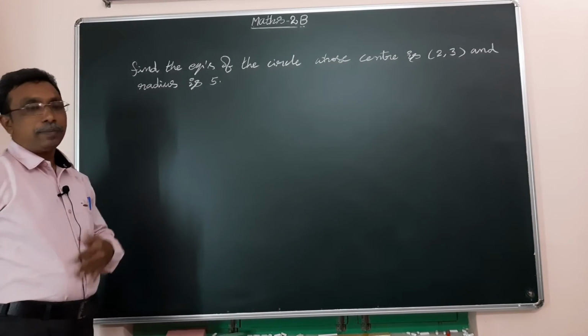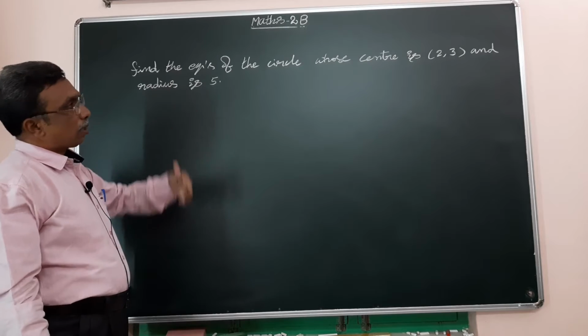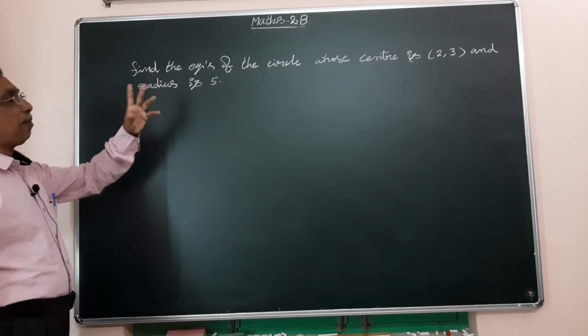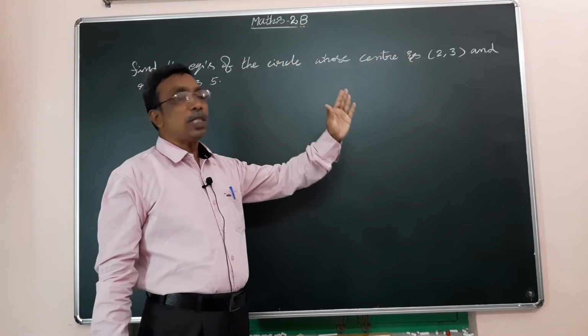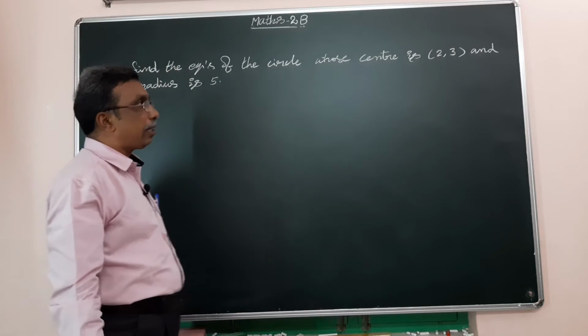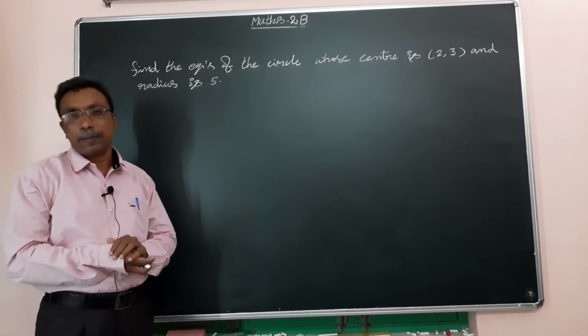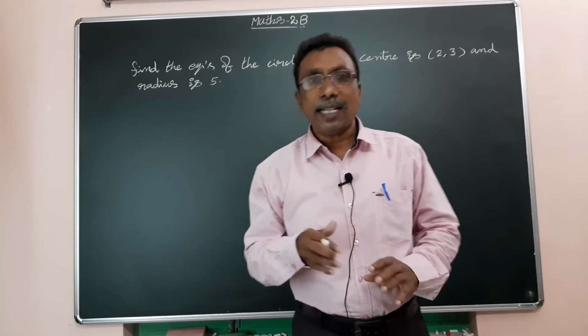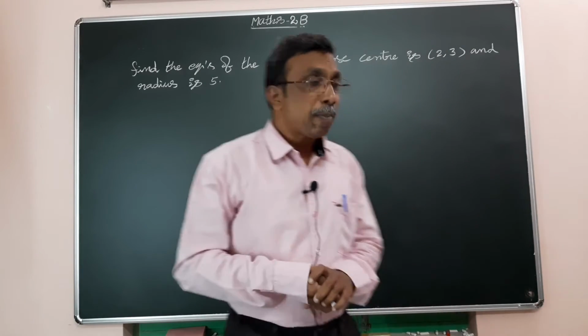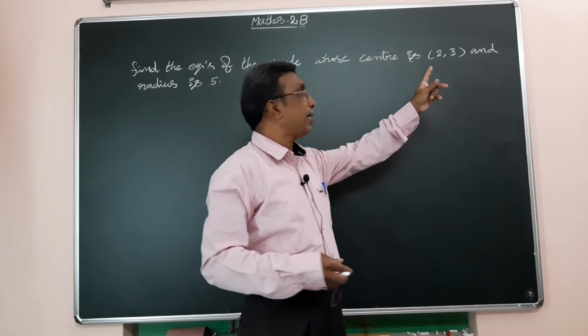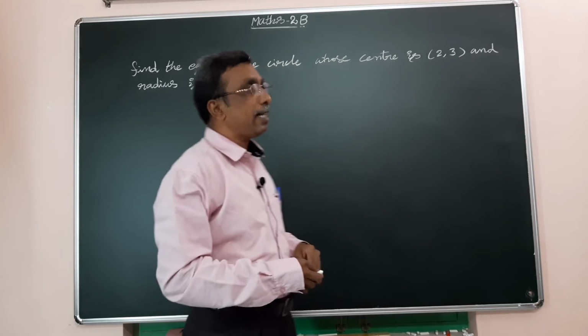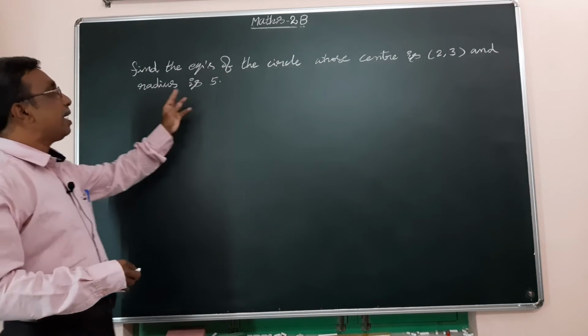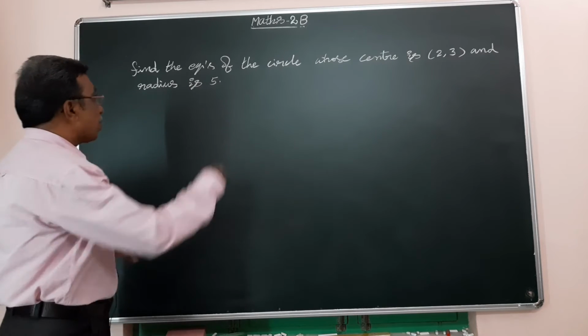Okay, next sum. Find the equation of the circle whose center is 2, 3 and radius is 5. So center and radius is given. Now find the equation of the circle. Center is denoted by which letters? H, K. Radius is r.